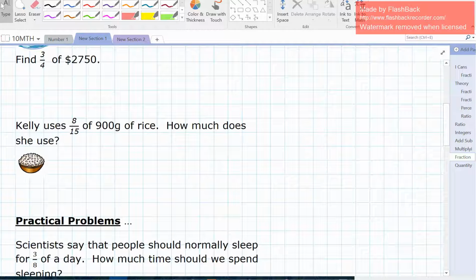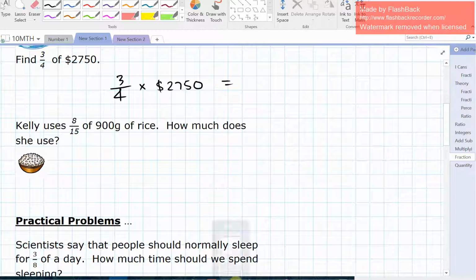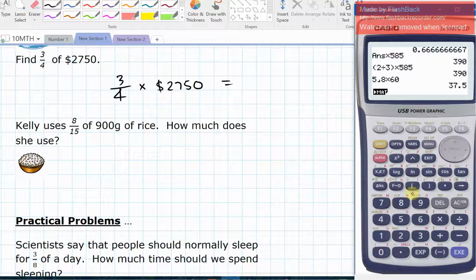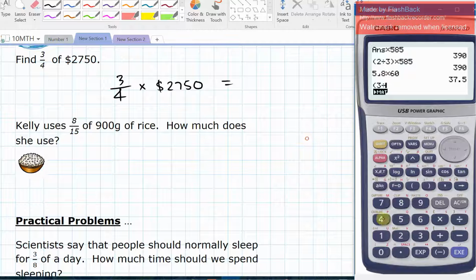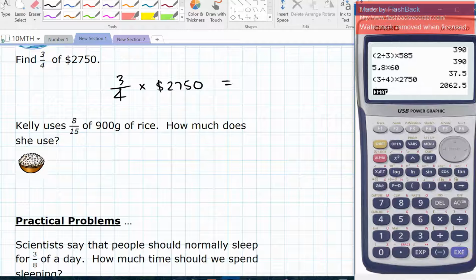Find 3/4 of $2,750. So if I rewrite that, 3/4 times 2,750. So I'm going to do it this way. 3 divided by 4, close brackets, times 2,750.